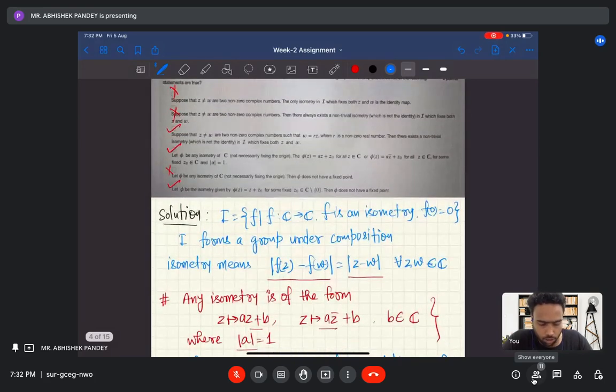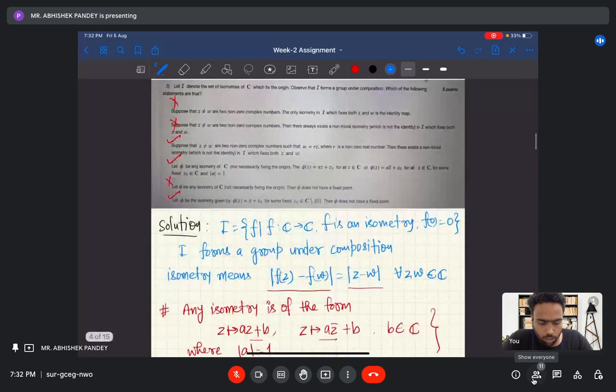Okay, so let us see the first option again. Suppose z is not equal to w are two non-zero complex numbers. The only isometry in I which fixes both z and w is the identity. So here what you can do, take z equals 1, w equals 2, and f(z) equals z bar. Now f is an isometry fixing the origin, which means f belongs to I. And f also fixes 1 and 2, but f is not the identity. So this option is false. Is it clear? Yes. Okay.